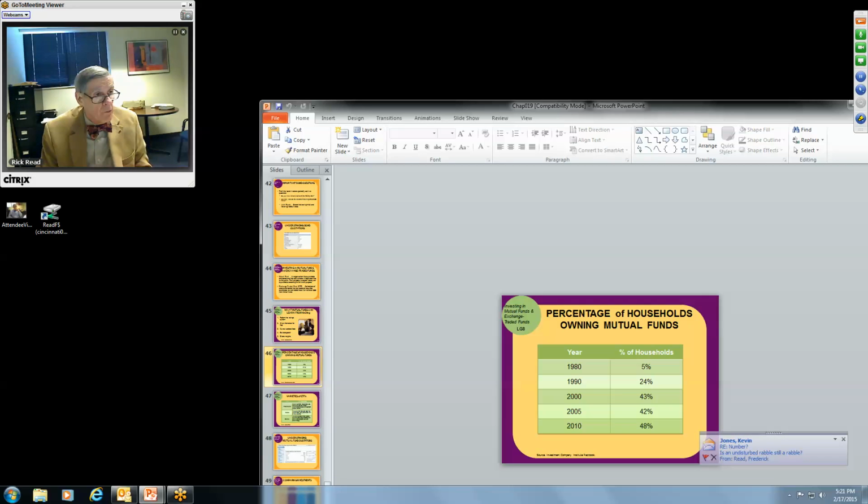This shows you how mutual funds have gone up. In 1985, 5% of American households owned mutual funds. Five years ago it was 48%.